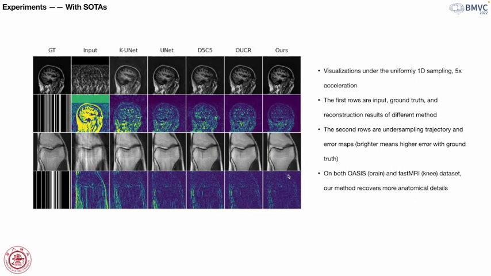Here, we show more visualization results under the uniform 1D sampling with 5 times acceleration. The first row shows the input, ground truth data, and reconstruction results of different methods. The second row shows the undersampling trajectory and error maps. Here, brighter means higher error. As can be seen on both Spring and knee datasets, our method recovers small anatomical details and shows the best reconstruction quality.